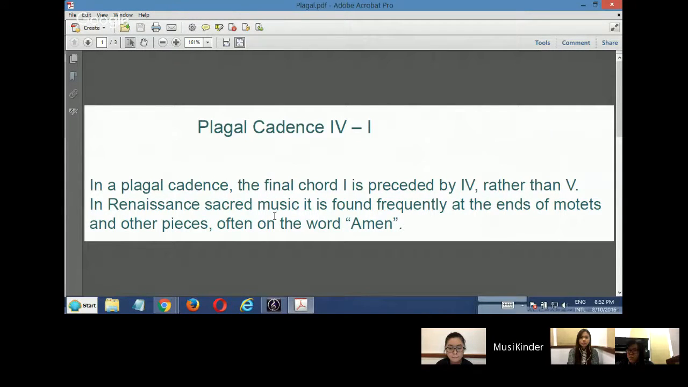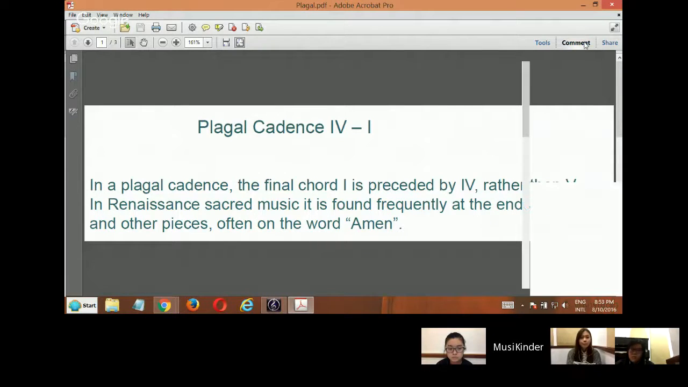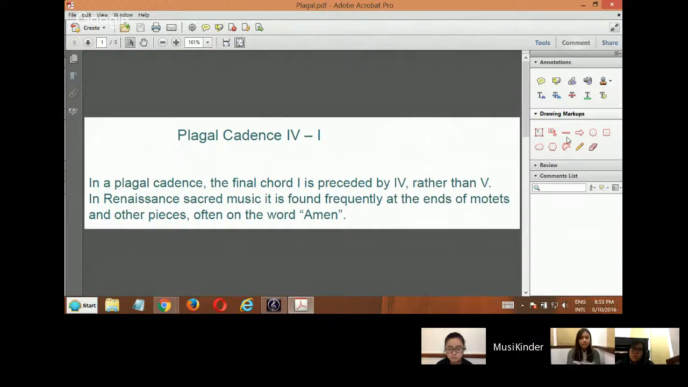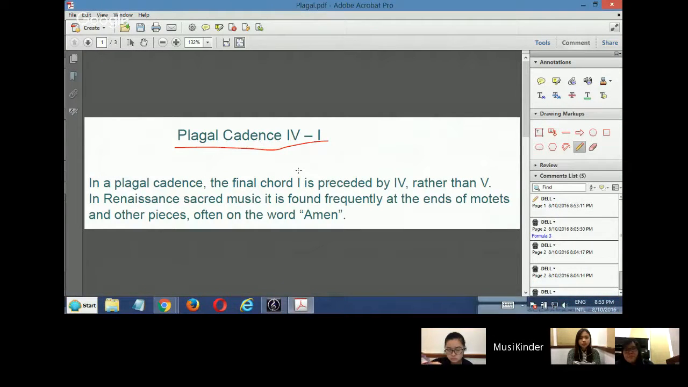Now we shall look at the Plagal cadence. This is another cadence, which we know is a full stop as well, but it's a passive one. And you see what your senior wrote down here? He says the final chord 1 is preceded by 4 rather than 5. For their research, they found that in Renaissance sacred music it is frequently used to end the motet and other pieces, creating the effect called Amen. So it's like an Amen chord.